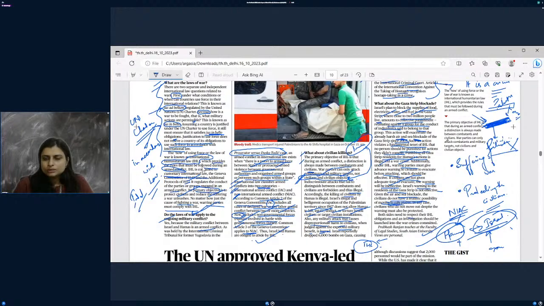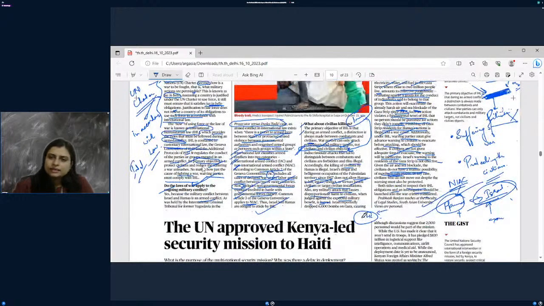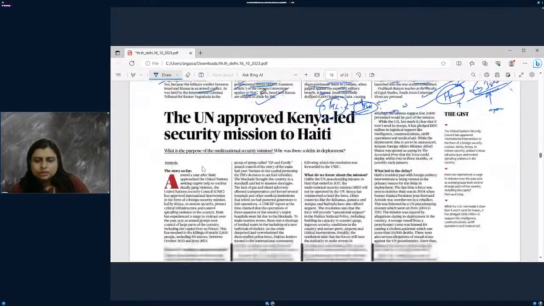Both sides need to respect their international humanitarian law obligations and an investigation should be launched into the war crimes committed. So they are demanding what the author is talking about, that international humanitarian law should be respected and obligations should be met so that such crimes with respect to wars do not happen in future. Okay, let's move on to the next one.